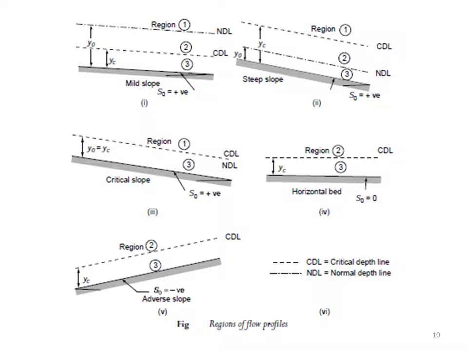Case number 5 is the case of the adverse slope, and here also uniform flow cannot be sustained, and so there is no normal depth line possible, and only CDL exists again, and the flow space again is divided into regions 2 and 3. Region 1 is again absent for this case.